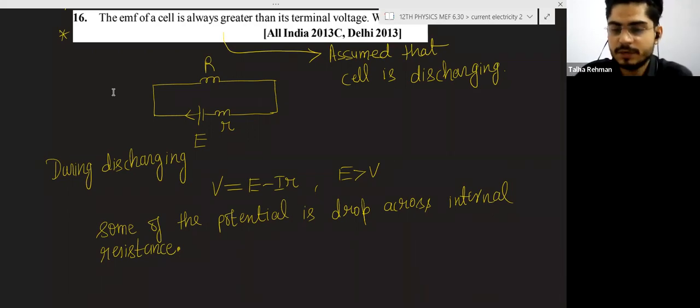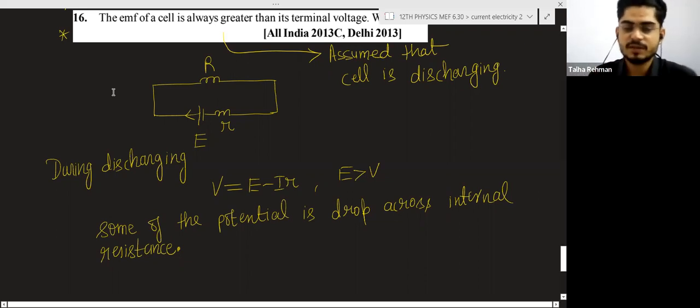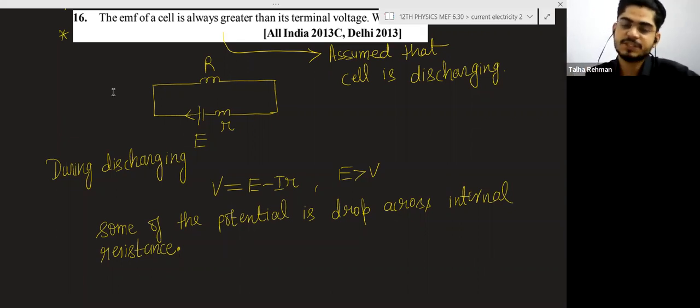Now we will start our topic. So always remember the direction of the current during discharging. During discharging, current is flowing from the positive terminal of a cell towards the negative terminal. But in charging, the condition will be opposite.